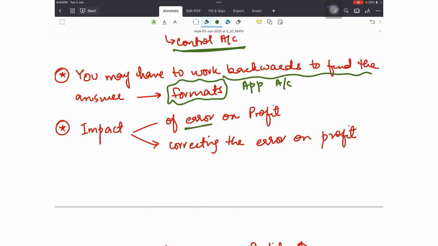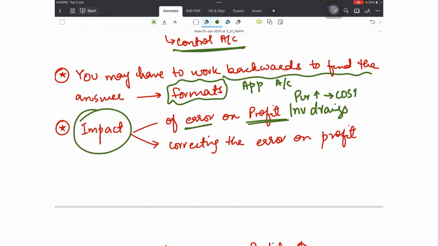Sometimes you have to find out the impact of an error on the profit. For instance, if I haven't recorded inventory drawings, this means that I haven't reduced my purchases. So purchases are overstated. If my purchases are overstated, my cost of sales will also be overstated, and if cost of sales is overstated, my profit will be understated. So this is how you identify the impact of an error on profit.